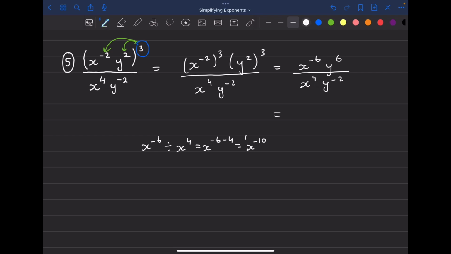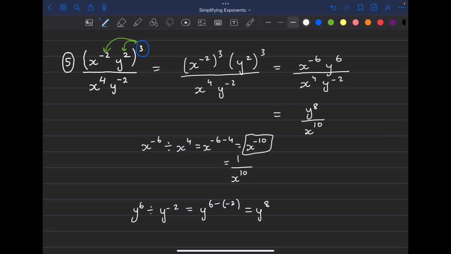But yeah, so we have x to the power of negative 10, which is equal to 1 over x to the power of 10. And then for the y's, we have a very similar situation. We have y to the 6 divided by y to the power of negative 2, which is just y to the power of 6 minus negative 2, which is y to the 8. So all of this at the very end simplifies to y to the 8 over x to the 10. And we are done.